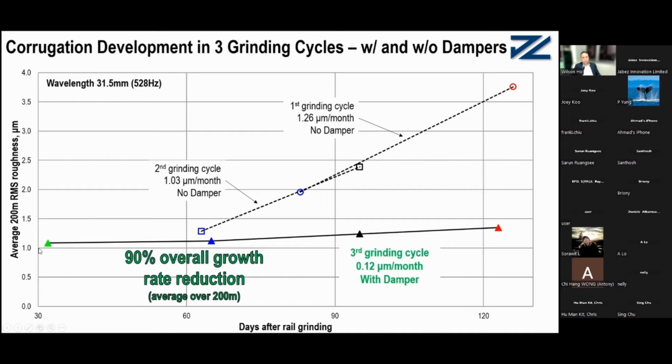After installing the damper, we measure the corrugations in the first month, second month, third month, and fourth month. It is growing very slowly. The growth rate is 0.12 micron per month. So the reduction is around 90% in growth rate, averaged over 200 meters.